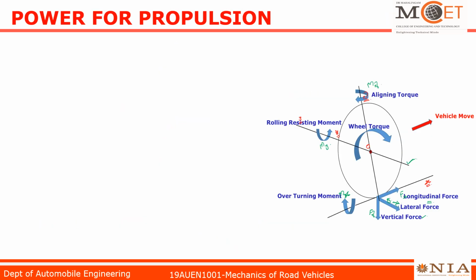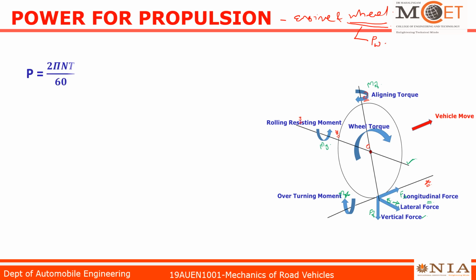Power required to propel the vehicle. Here we can find two power availabilities. One is engine power, another one is power available at wheel. Engine and wheel. Here the power required to propel is the power available at wheel, that is what is used to propel the vehicle. I just take it as Pw.